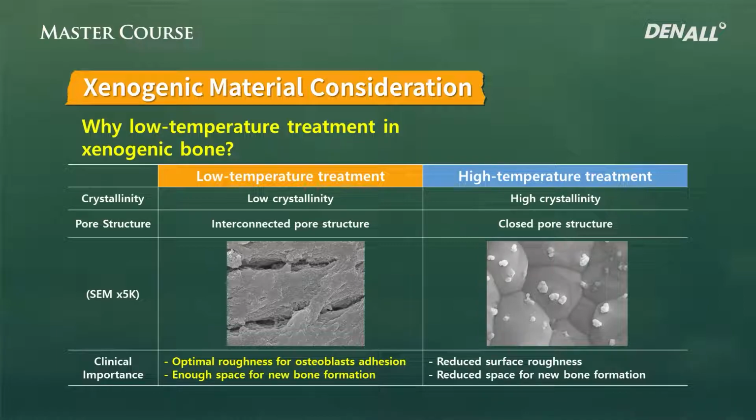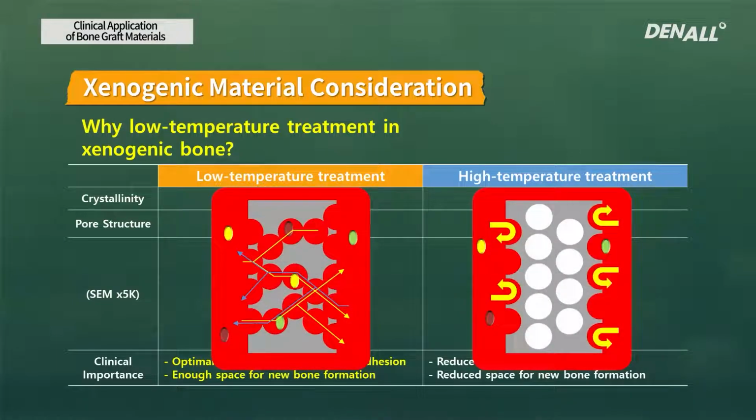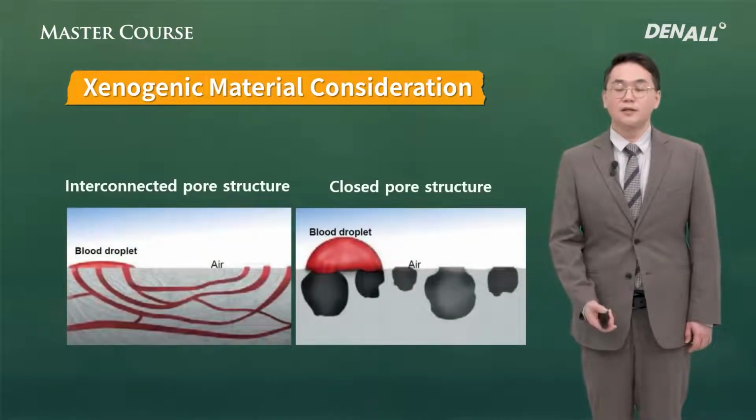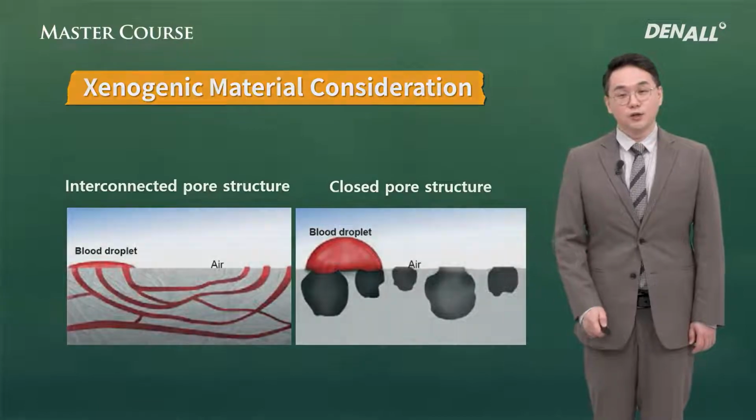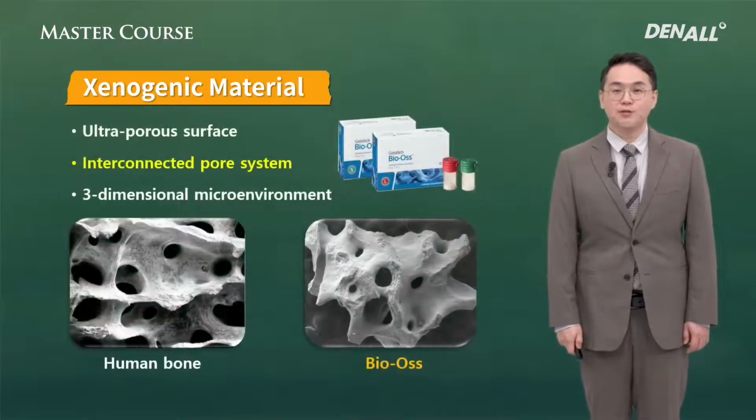What about high temperature treatment? Just like PFM fabrication, after porcelain buildup and sintering in the furnace, recrystallization occurs, so that happens in the bone material as well. That closes the pores. So with the high temperature treatment, the residual organic materials would be removed 100%, but the structure of the cancellous bone similar to natural bone is lost due to recrystallization, and the pore system is closed. So the blood cannot be held and the cells cannot penetrate inside. So the representative low temperature treated bone graft material is BIOS.